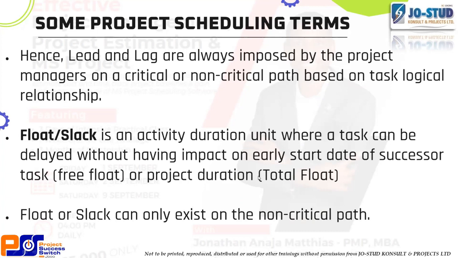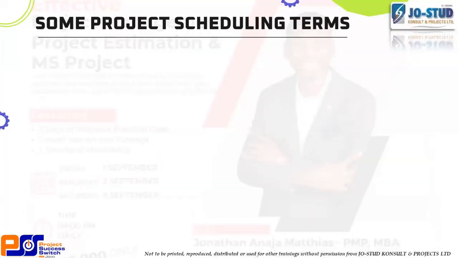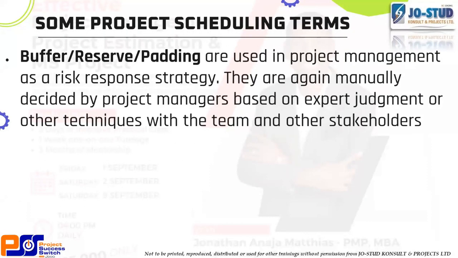So float can only exist on the non-critical path. When we start doing the practical, we'll understand this.